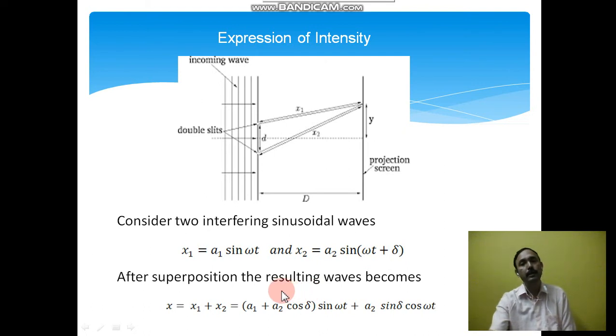After superposition, these two waves result in x = x1 + x2 = (A1 + A2 cos δ) sin ωt + A2 sin δ cos ωt. Here A1 and A2 are the amplitudes, ω is the angular velocity, and δ is the phase difference between these two waves.